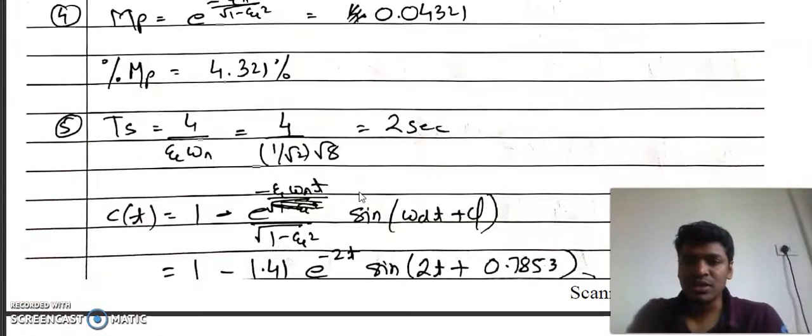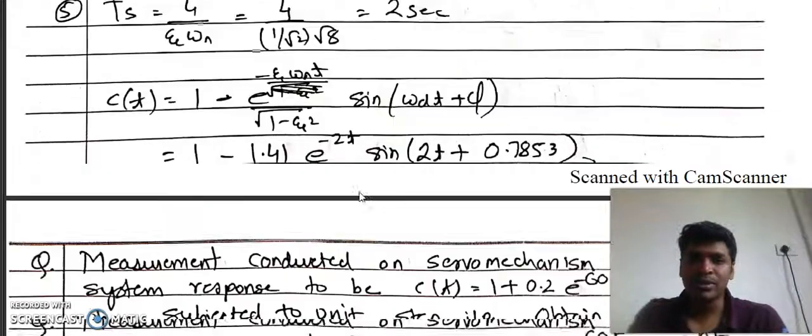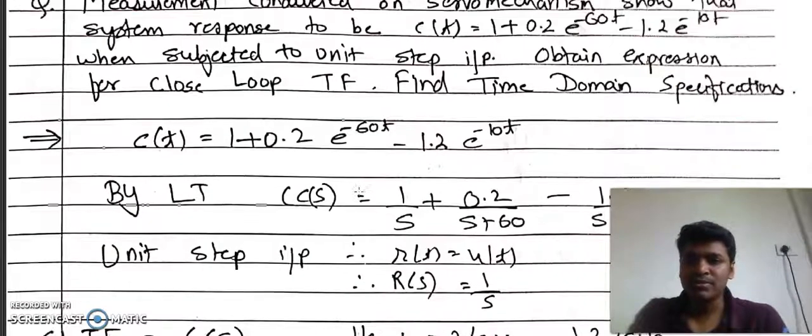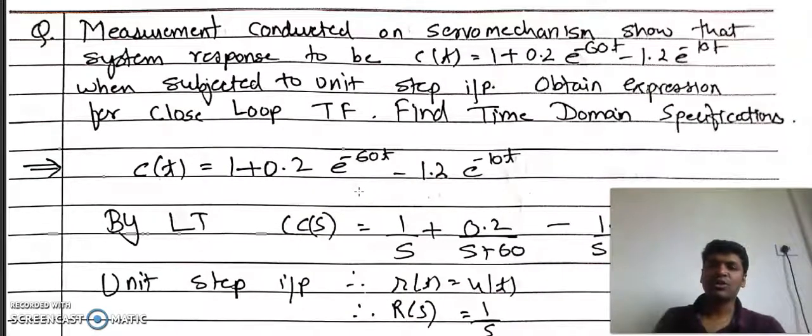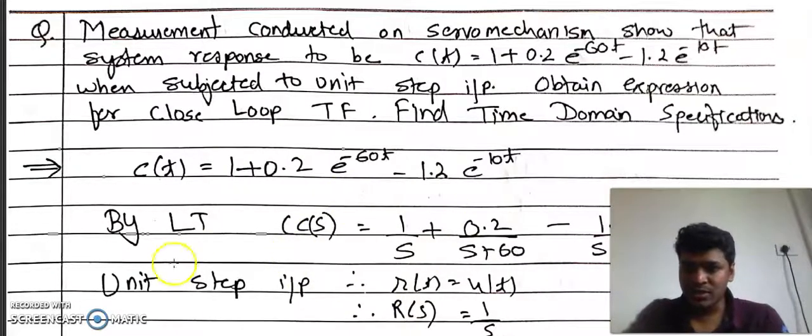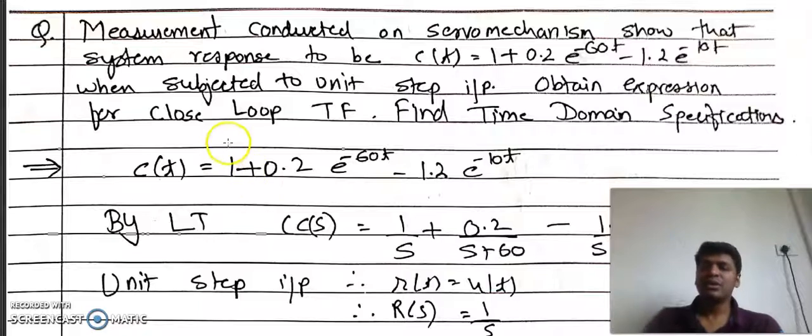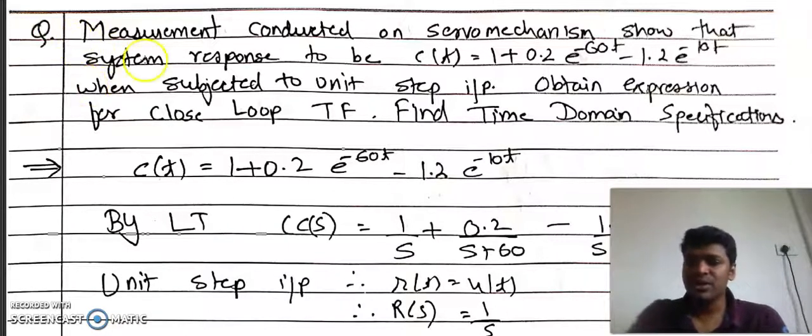So this was one more type from second order system. Now let us wind up this lecture with again a modified problem. The question is very simple, but the way of asking is somewhat different. So in this question, what is asked? Measurement conducted on servo mechanism shows that the system response to be C of t. So a servo mechanism system is there, a control system.